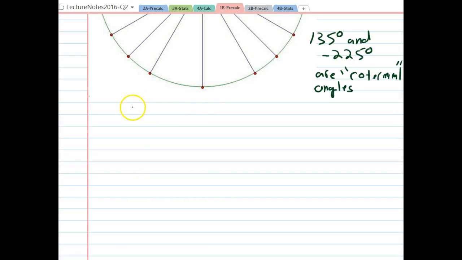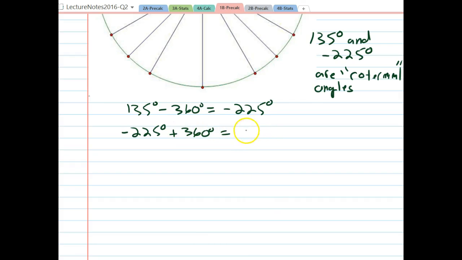coterminal angles is that if I take 135 degrees and I subtract 360 degrees from it, I am going to get negative 225 degrees. Or conversely, if I take negative 225 degrees and I add 360, it puts me at 135. So coterminal angles basically, as you can see, are found by adding or subtracting multiples of 360 or multiples of 2 pi. That's how I get coterminal angles.